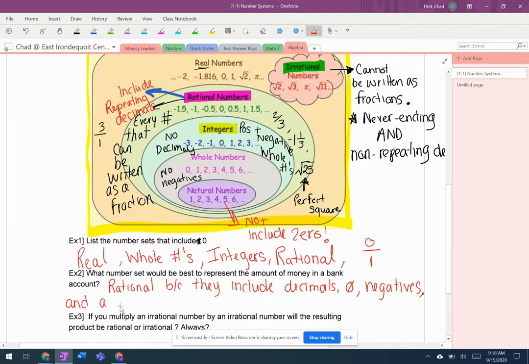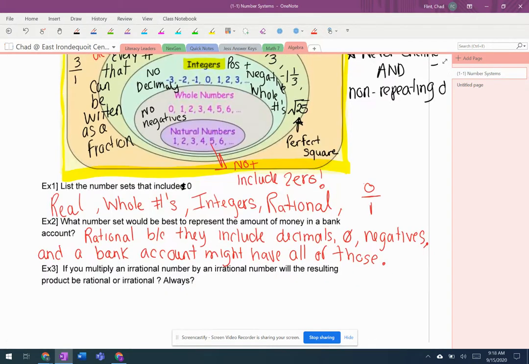And a bank account. There we go. There's the other sentence I was thinking of. And a bank account might have all of those. Not sold on my English on that question, but hey, bear with me, all right? All right, so rational, because they include the decimals, zeros, and negatives, and a bank account might have all of those. You could have $0 in your bank account, you could overdraw your account, or you could have positive.